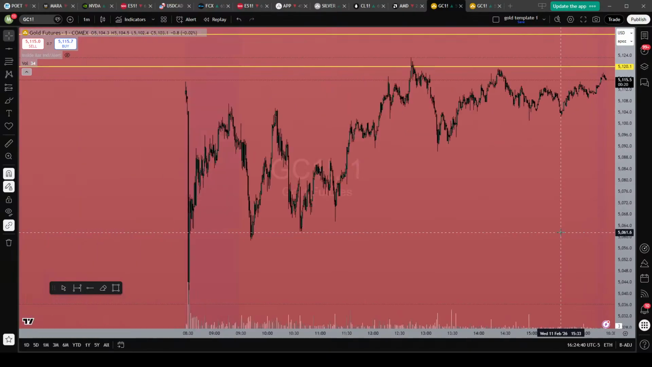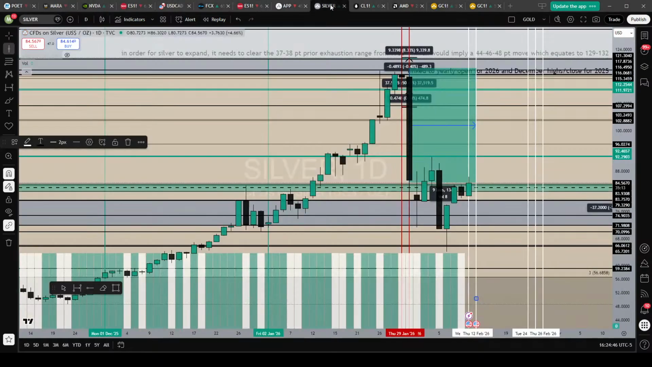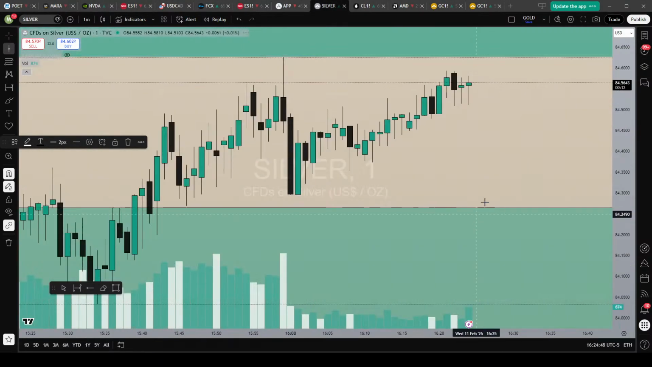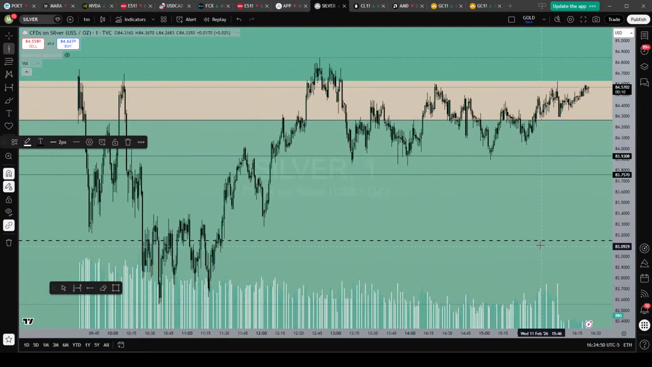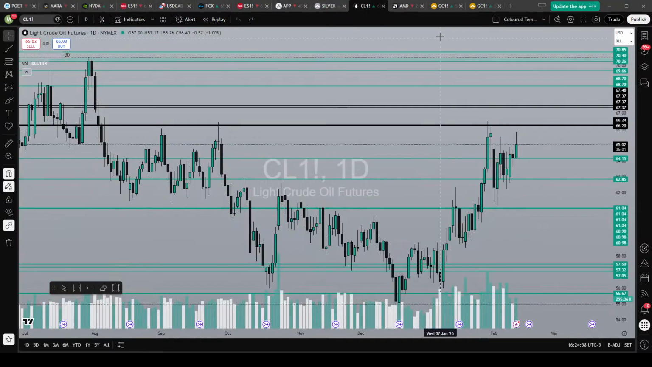Gold is kind of right beneath that 51.20, so I think we should make sure we're watching this. I feel like silver was a little bit stronger, to be honest, and it's right in that box that we talked about. And then CL kind of just nested.